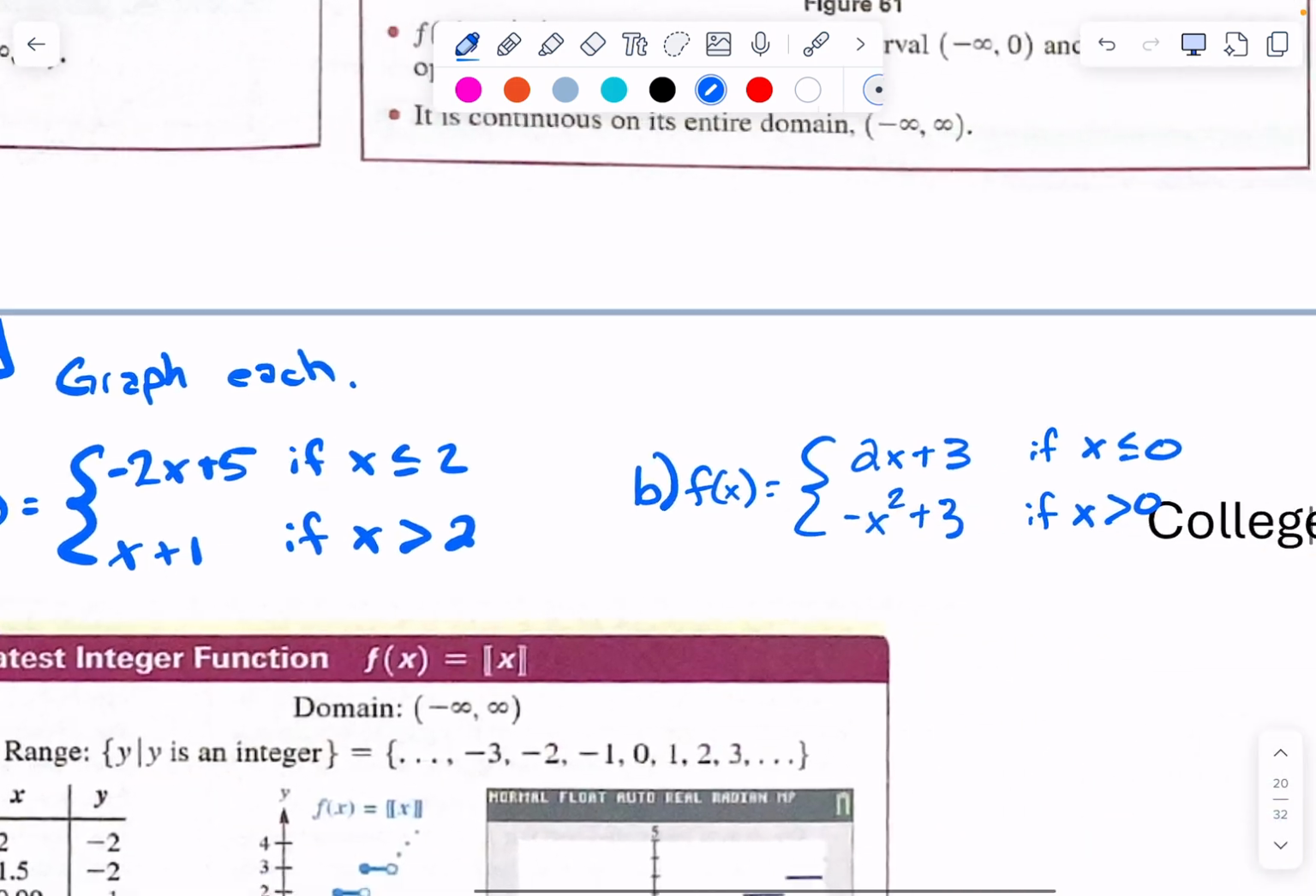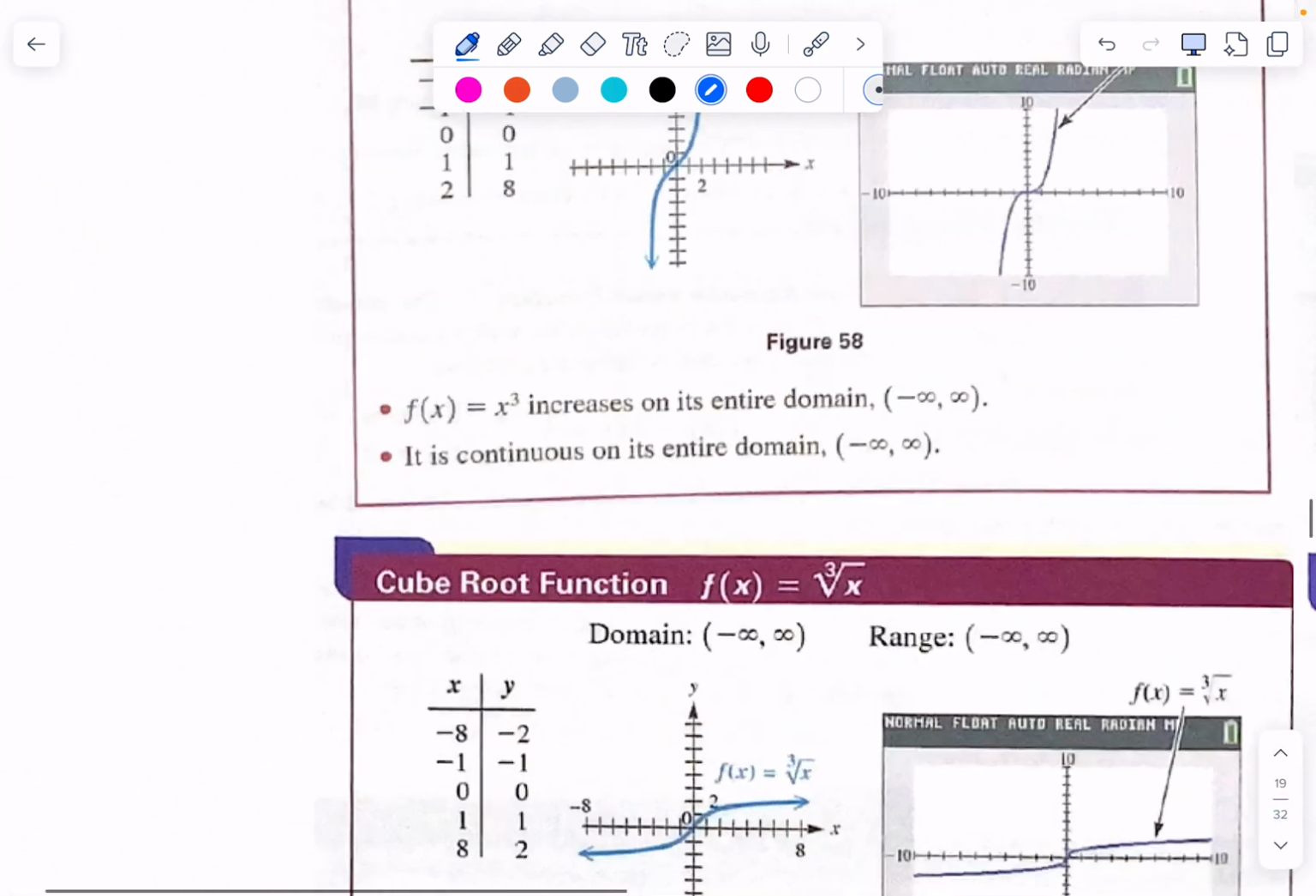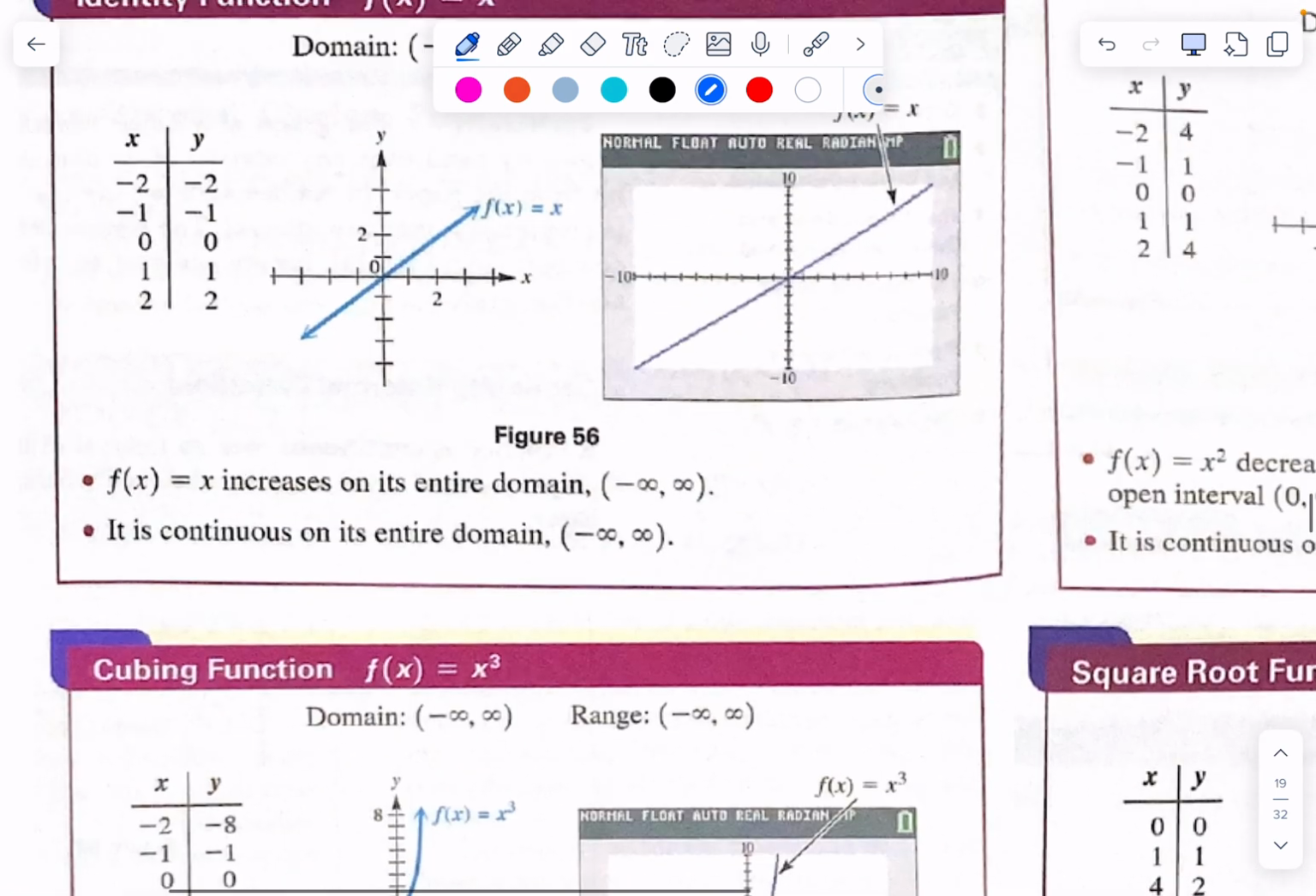I'll have you write an example 2. I have them. I don't know where we're going to write them, but anyway. Okay, let's go through these.